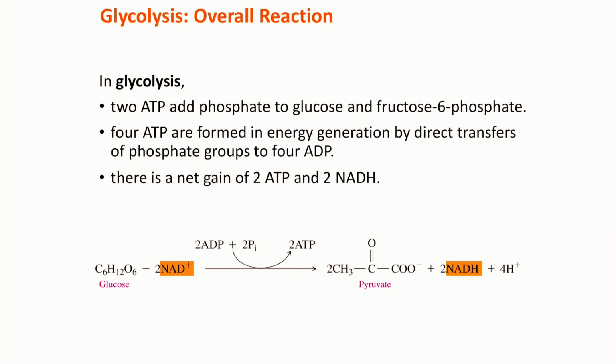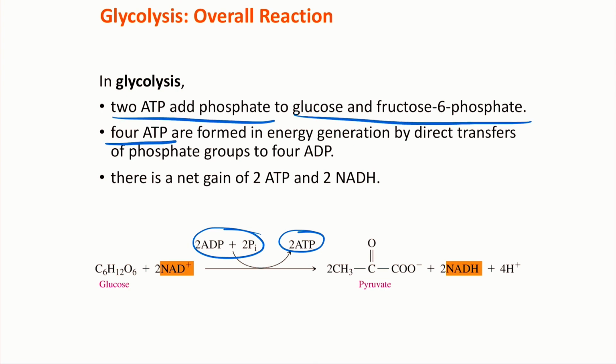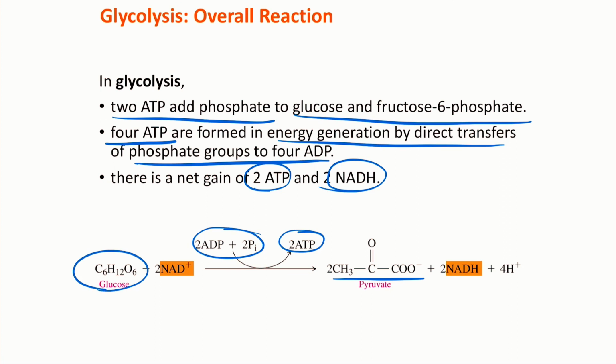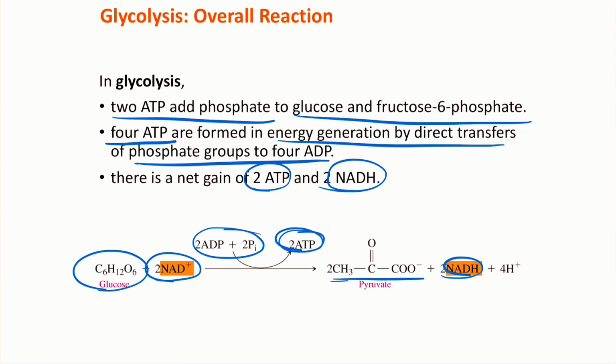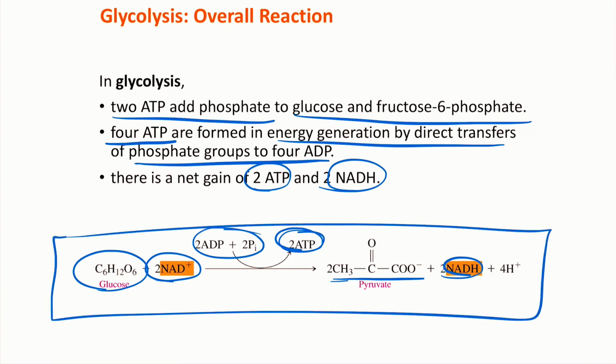So in glycolysis, what we are doing here is taking 2 ADP molecules and converting them into 2 ATP molecules. This is the net reaction. Remember that we used 2 ATP molecules to add phosphate to glucose and fructose 6-phosphate, and we produce 4 ATP molecules in the energy generation by direct transfers of phosphate groups to 4 ADPs. So there is a net gain of 2 ATPs and 2 NADH, creating 2 pyruvate molecules. So you have glucose with 2 NAD plus, creating 2 ATP molecules plus pyruvate and NADH. So this is the overall glycolysis reaction.